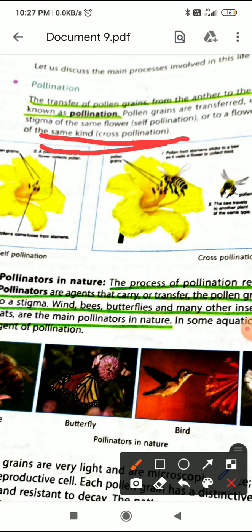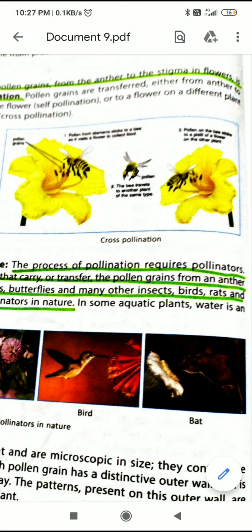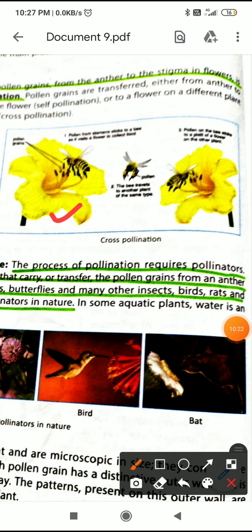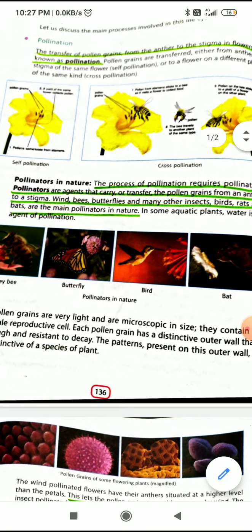Species is the same but the plant is different. Okay? That's why it is given to you. That is two different flowers of the same kind. Understood?